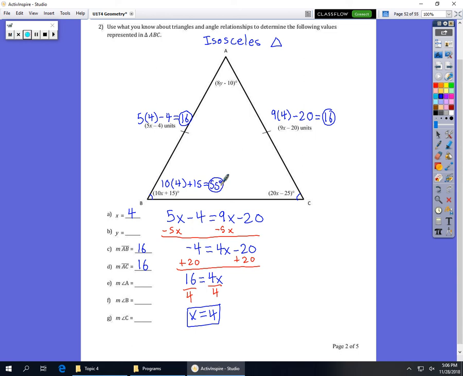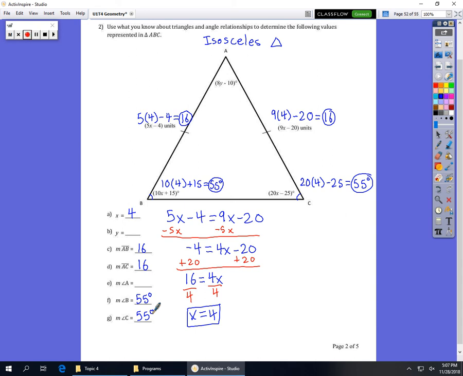Now I know since this is 55, this is also 55. You could just write 55 here, but I'm going to write out the math anyway, just because it's good to practice. So that's going to be 20 times 4 minus 25. 20 times 4 is 80. 80 minus 25 is 55. Great. So angle B is 55 degrees. Angle C is 55 degrees. So last thing, I've got to find A and whatever y is.